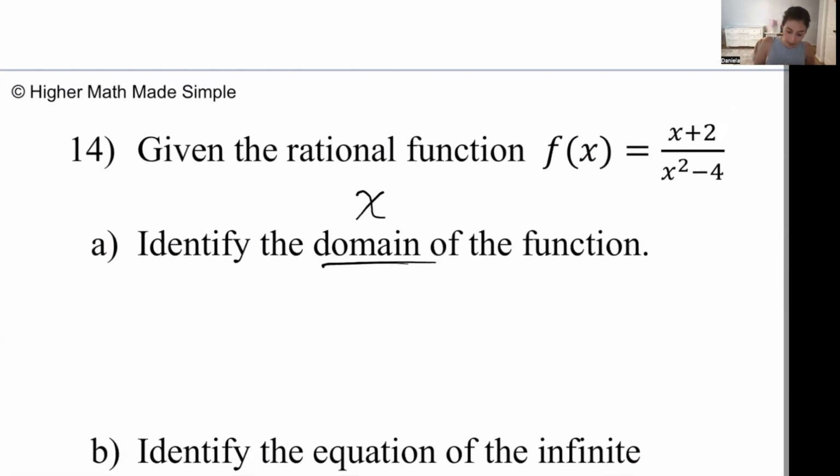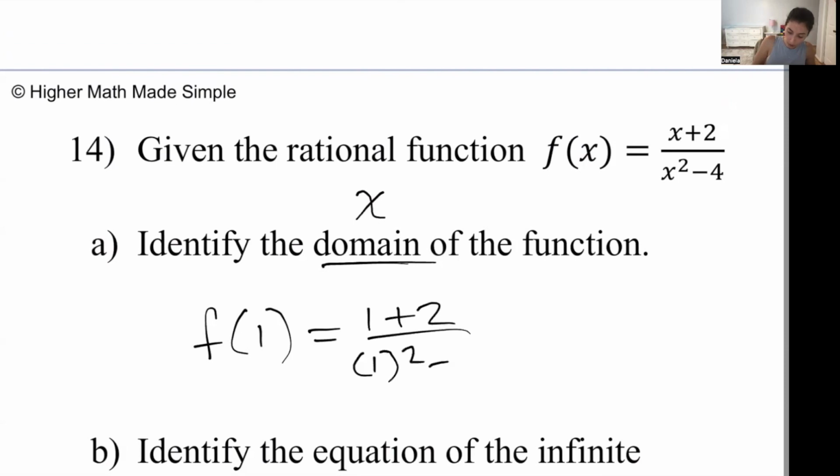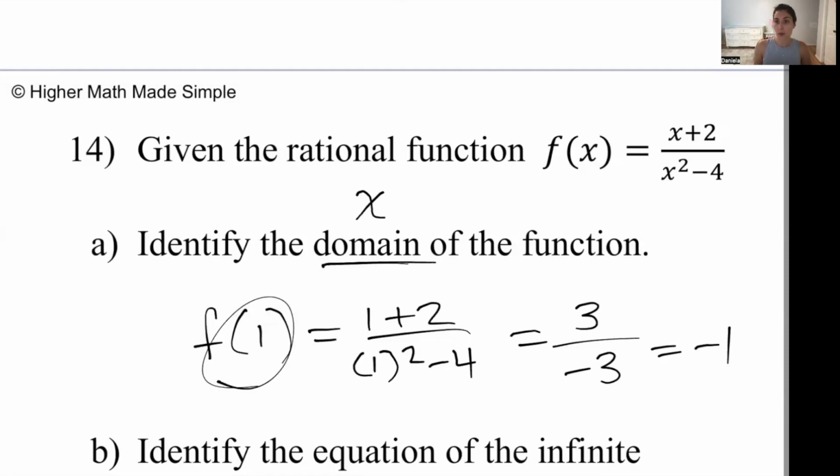So in other words, if I'm just picking a random number, if I substitute 1 into the function, that's 1 plus 2 over 1 squared minus 4. So that's going to be 3 over negative 3. So that value is negative 1, right? That's defined. So we would say that 1 is inside the domain of the function. So at x equals 1, there would be a y value graphically if you were to graph it.